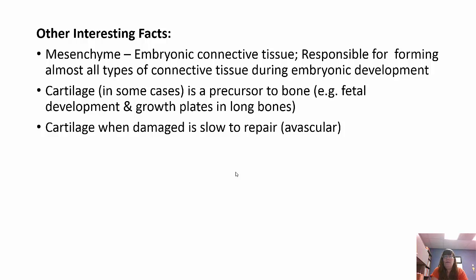Cartilage in a lot of cases is a precursor to bone, especially in fetal development, but also the growth plates and long bones. We will actually talk about that when we get to the chapters on bones. So kind of just put it in your vault somewhere and be able to retrieve it. When cartilage is damaged, though, it's very slow to repair because it's avascular. So a lot of times when people have damaged the cartilage in their knees, let's say, they have to have arthroscopy and kind of shave off the damaged cartilage.